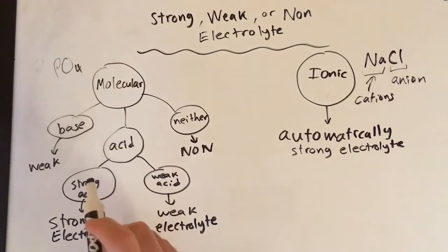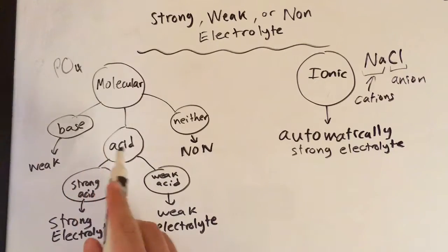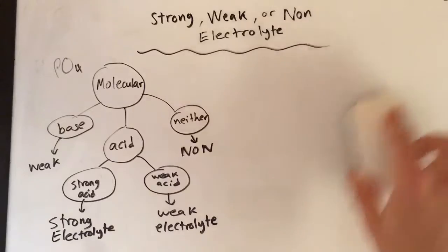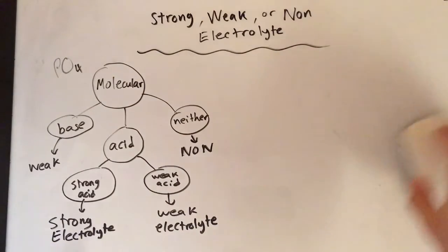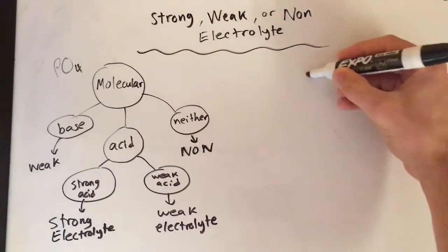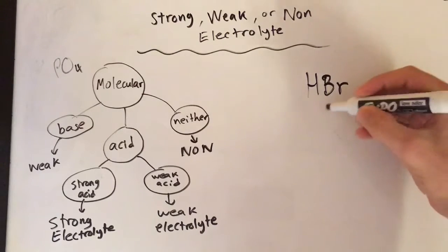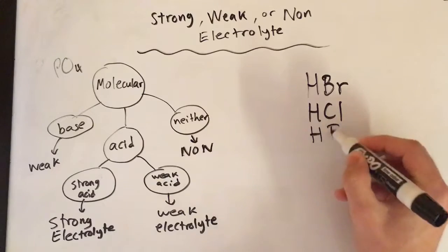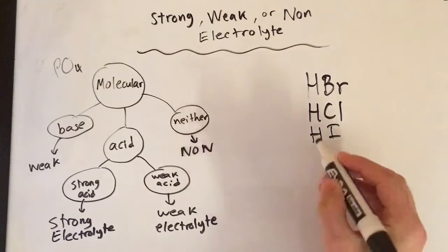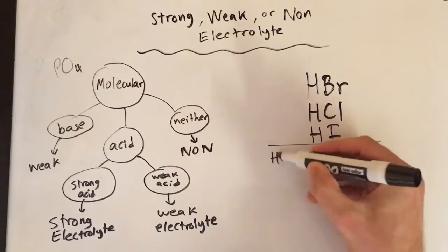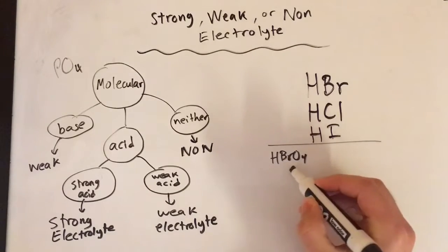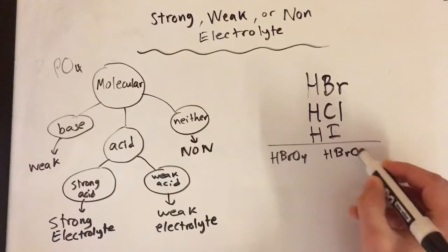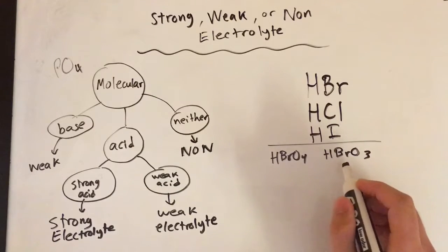Now you might be wondering, how do you determine if it's an acid or if it's a base? So there are 10 strong acids that you should remember. So you have HBr, hydrobromic acid, HCl, hydrochloric acid, HI, hydroiodic acid, and then you have HBrO4, which is perbromic acid. Then you have HBrO3, which is bromic acid.